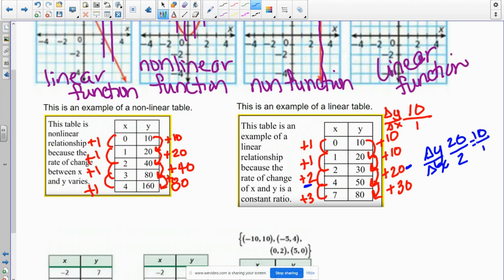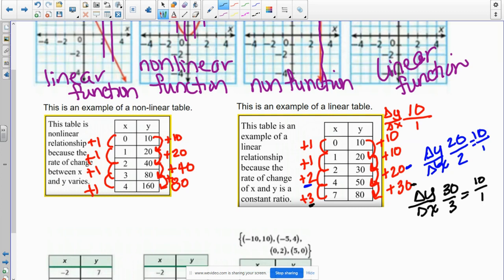Okay, if we look at this last one, the change of the y over the change of the x. So the change of the y was 30. The change of the x is 3, and that also is 10 over 1.